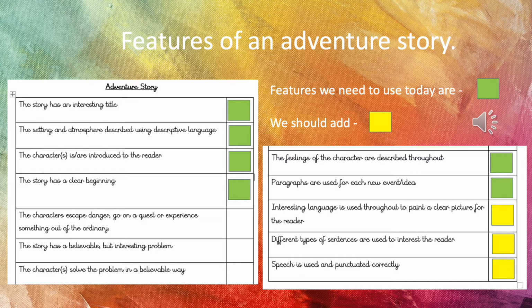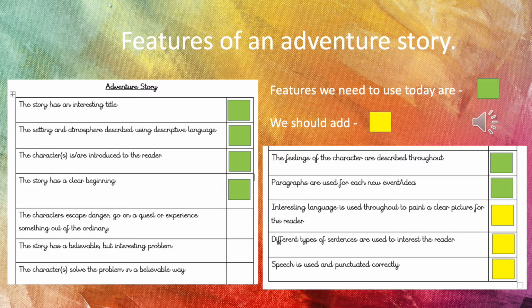So the green boxes suggest features that we need to use today. We've got to include them. The yellow boxes we should try and add. So the green ones, we've got the story has an interesting title, the setting and atmosphere described using descriptive language, the character or characters are introduced to the reader, the story has a clear beginning, the feelings of characters are described throughout, paragraphs are used for each new event or idea.